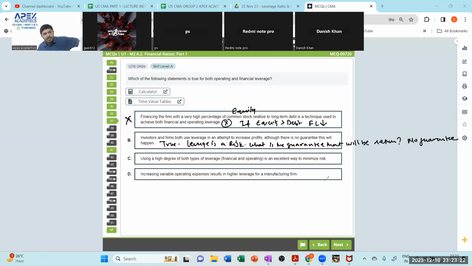What is your answer for question number 37? It is B. Using a high degree of both kind of leverage is an excellent way to minimize risk. एक मंगा मोमबत्ती लगा दे मेरे माथे पे और केक समझ के मेरी गर्दन काटता है. 2 3 4 घंटे से चिल्ला रहा हूं. लीवरेज इज अ वे ऑफ मैक्सिमाइजिंग रिस्क. तुम लोग बोल रहे हो मिनिमाइजिंग रिस्क. व्हाट रबिश. Increasing variable operating expenses results in high leverage. Mad or what? Increasing variable operating, it lowers the degree of risk.